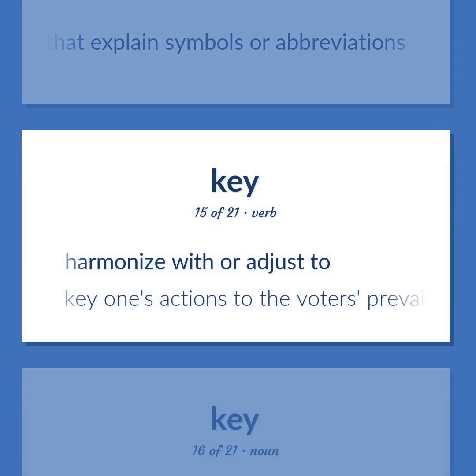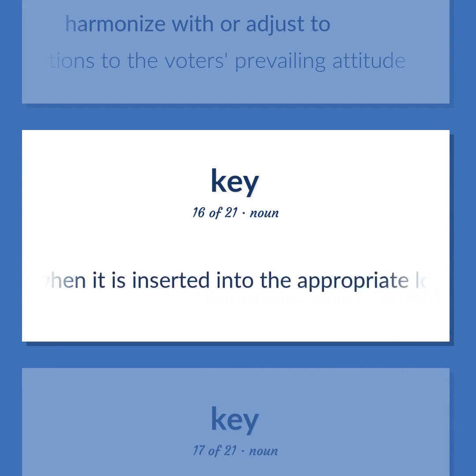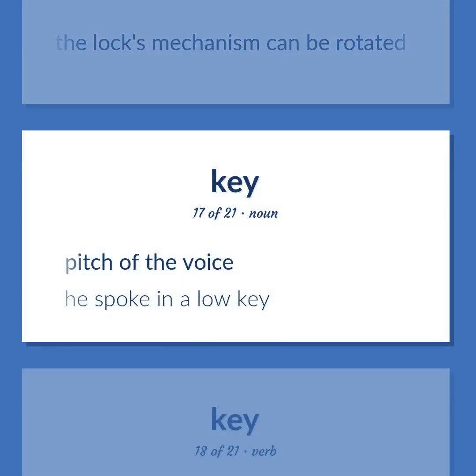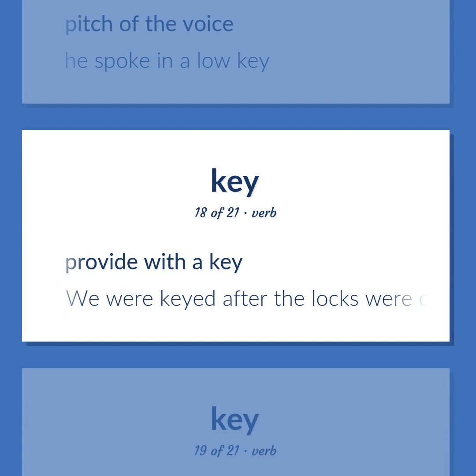Harmonize with or adjust to. Key one's actions to the audience's prevailing attitude. Metal device shaped in such a way that when it is inserted into the appropriate lock, the lock's mechanism can be rotated. Pitch of the voice. He spoke in a low key. Provide with a key. We were keyed after the locks were changed in the building.